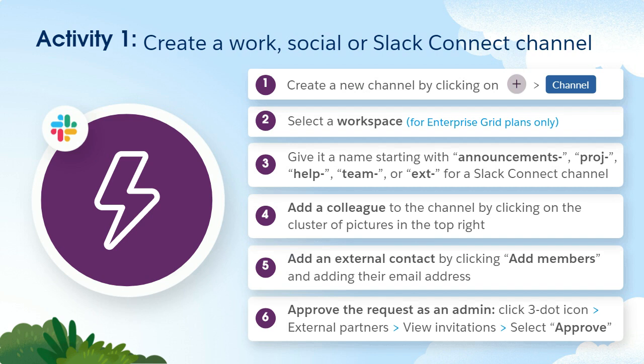And then add a colleague to that channel by clicking the cluster of pictures in the top right. You can also add an external contact by clicking add members and adding their email address. And then from an admin perspective, you have the ability to approve those invitations by going through those steps that I showed earlier, where you go to that 3-dot icon and going to the external partners, view invitations, and selecting approve. How did I do, Jamie?